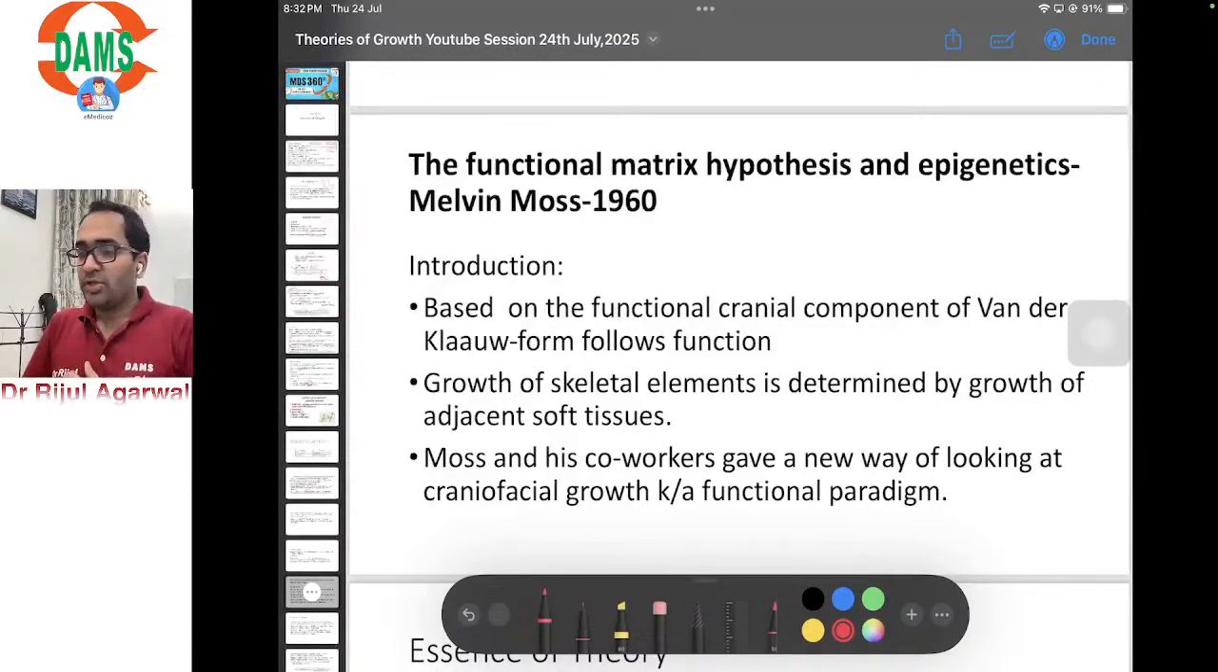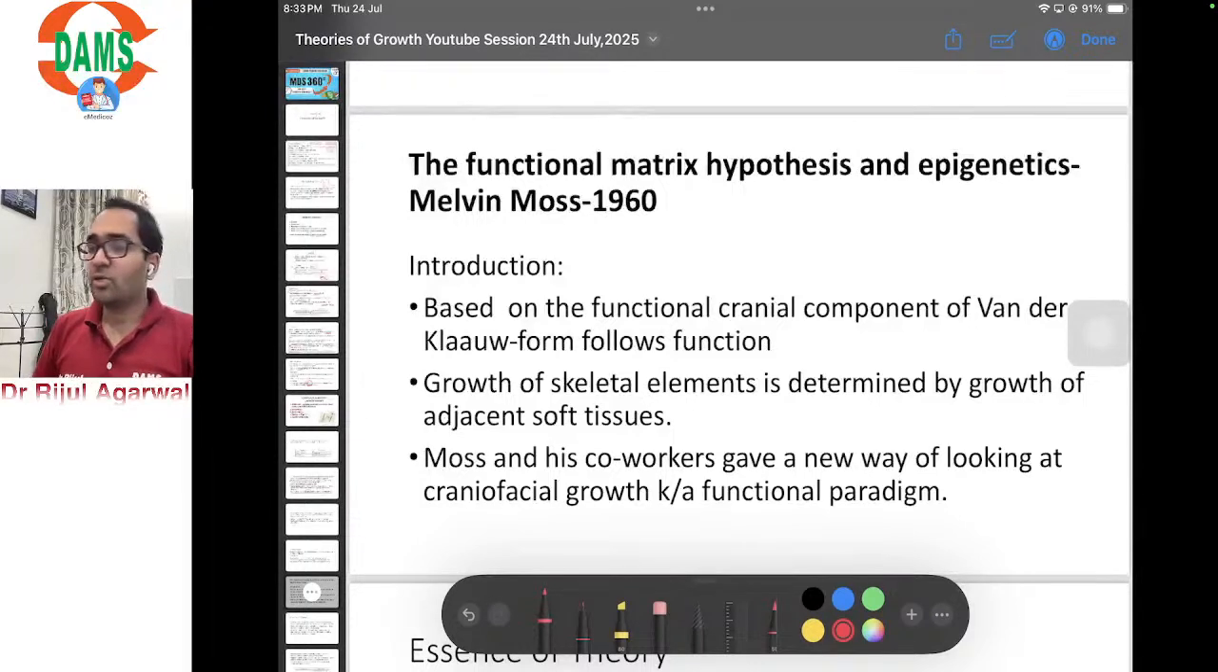It is known as the functional matrix hypothesis and the role of epigenetics, given by Melvin Moss. The first important point or MCQ point from this is that it was based on the concept given by van der Klaauw, that is, form follows function. What is form and what is function, I'll tell you in the coming slides.